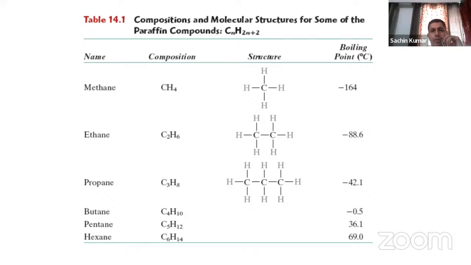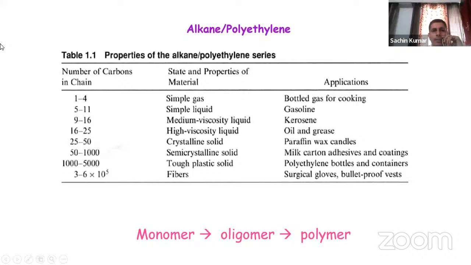Pentane is a liquid and hexane is also a liquid. So this slide shows how the increase in chain length, or you can say the DP, changes the physical behavior as well as other properties. Up to 4-carbon atoms, it is a simple gas. When we further move to 11-carbon atoms, it is a liquid. As we further increase, it becomes a highly viscous liquid, then a semi-crystalline solid, and ultimately a tough plastic solid. And then we have high performance fibers that could be used for surgical gloves or bulletproof jackets.